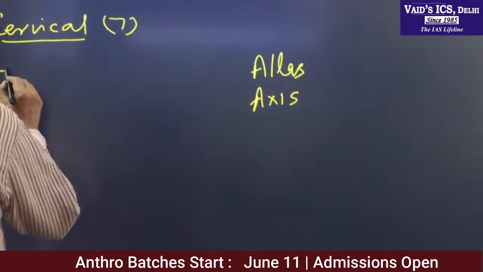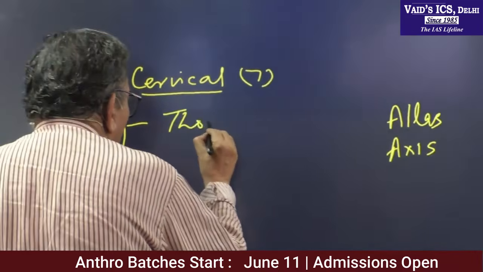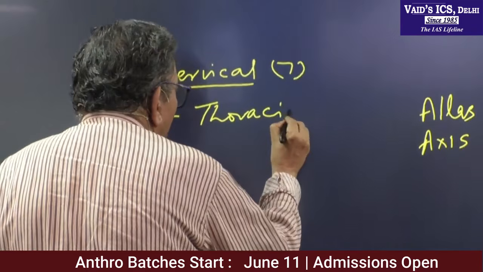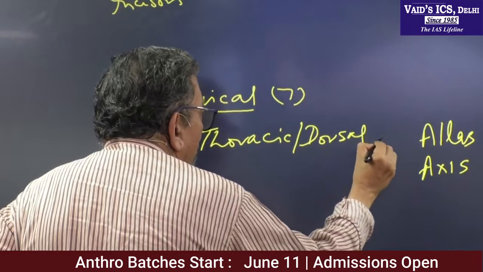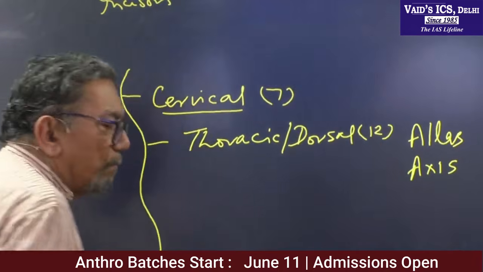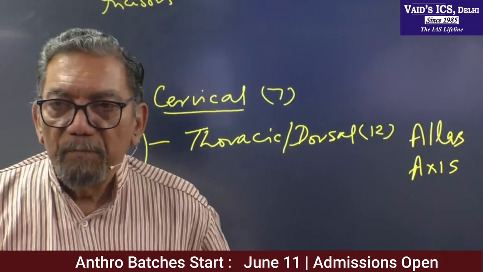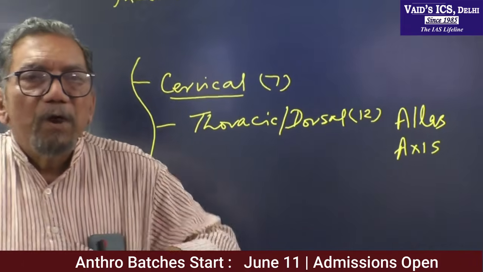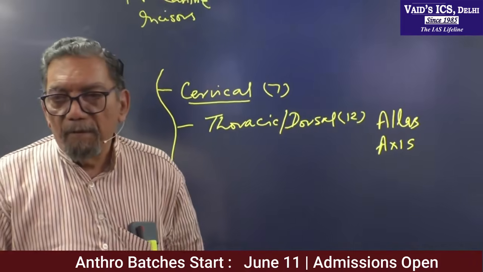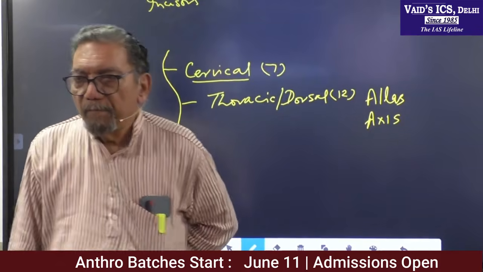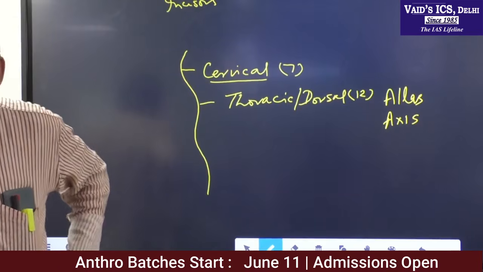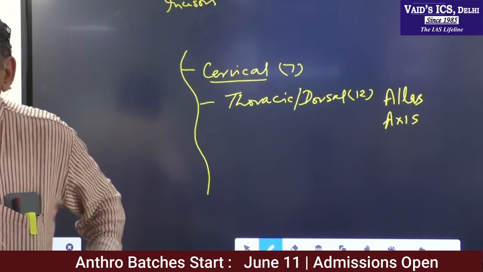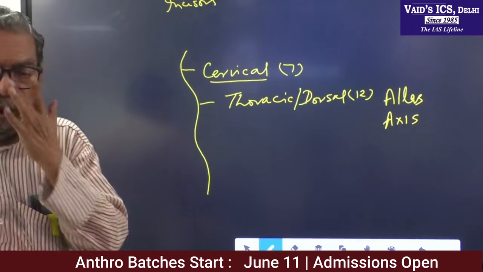The next 12 are thoracic or dorsal. These are attached to 12 pairs of ribs. Ribs are for protection of lungs and heart.